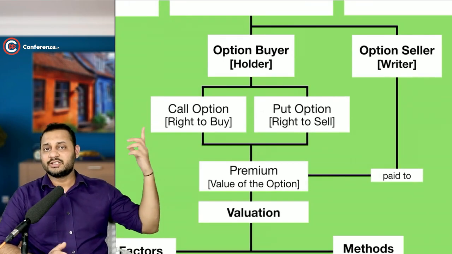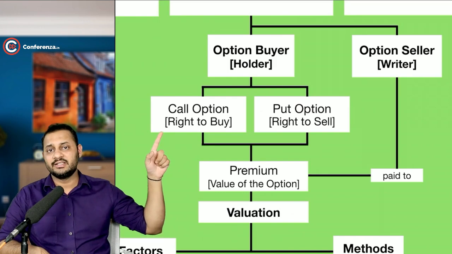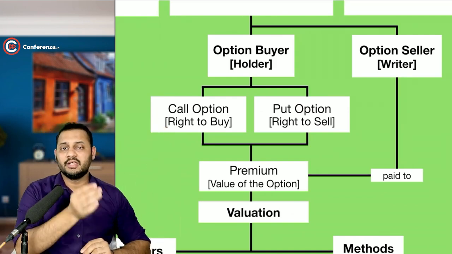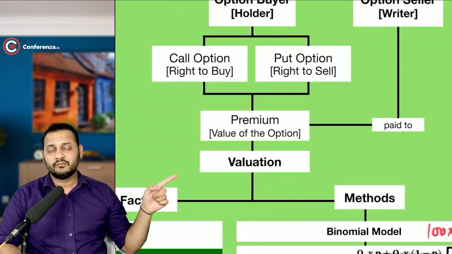The buyer of the option has two different rights. He can buy the call option or put option. Whatever option he is buying, a call option is the right to buy, a put option is the right to sell. Whatever option he is buying, he has to pay the premium to the writer of the option. So the premium can be calculated.